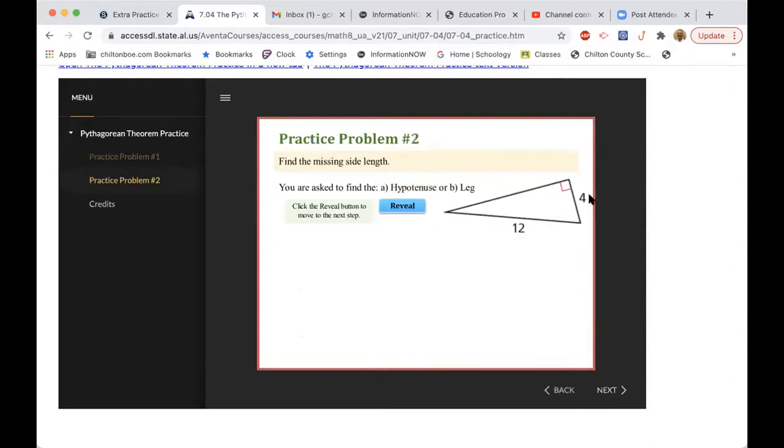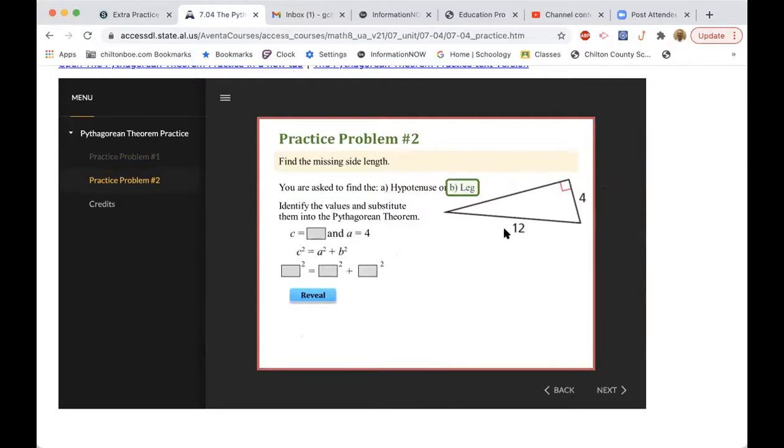On this problem, you're given a leg and a hypotenuse, and you have to find the other leg. This is not a triple, so I would have to use the Pythagorean theorem. C is going to be 12. It's the side across from my right angle. My legs are 4 and an unknown, so they plug 4 in for A. The unknown they put as B. And again, they put their C on the left side. I like it on the right, but it doesn't matter.